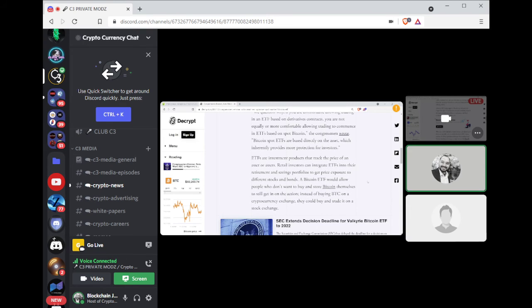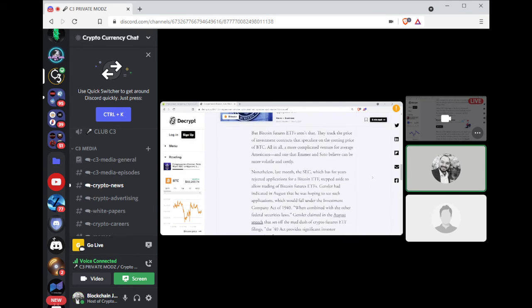ETFs are investment products that track the price of an asset or assets. Retail investors can integrate ETFs into their retirement and savings portfolio to get price exposure to different stocks and bonds. A Bitcoin ETF would allow people who don't want to buy and store Bitcoin themselves to still get in on the action. Instead of buying BTC on a cryptocurrency exchange, they could buy and trade it on a stock exchange.